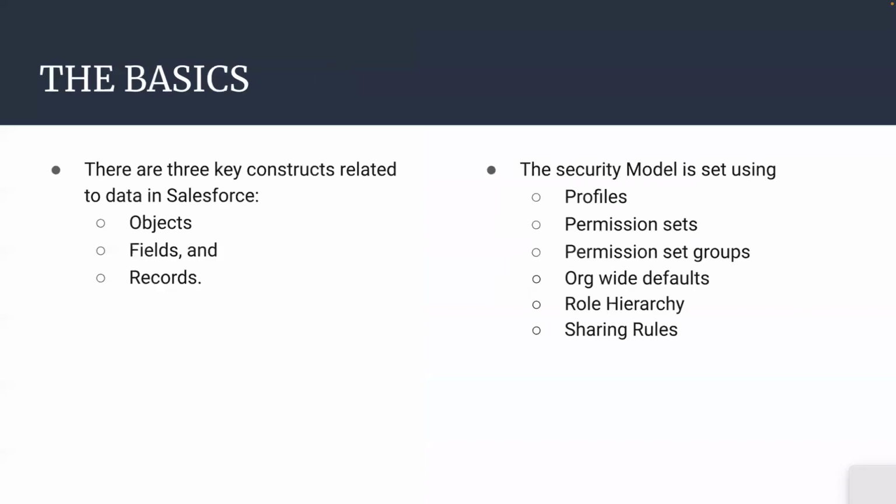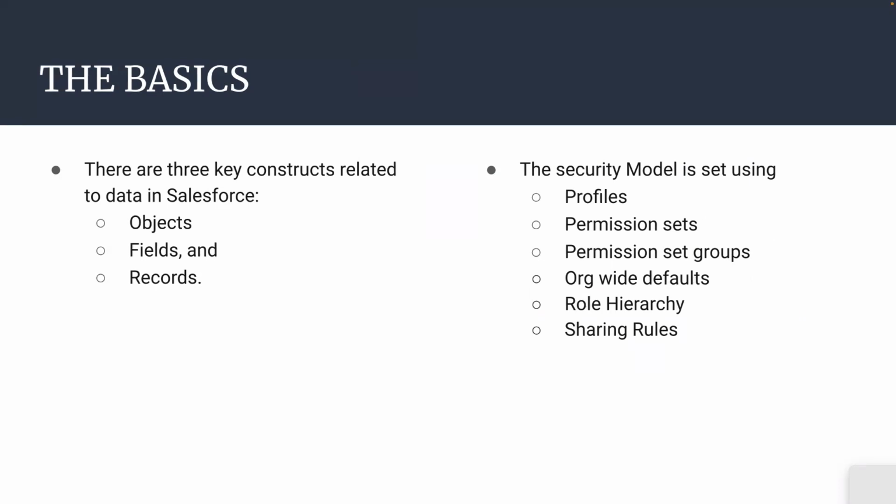Again, just like I said, object and field can be tackled in one shot. And so yeah, that's what it is. Object and fields can be tackled by the first 3 things, which is profile, permission sets, and permission set groups. Records is a totally different beast. It is not really tackled by profiles and permission sets and permission set groups. It can be tackled by org-wide defaults, role hierarchy, and sharing rules.